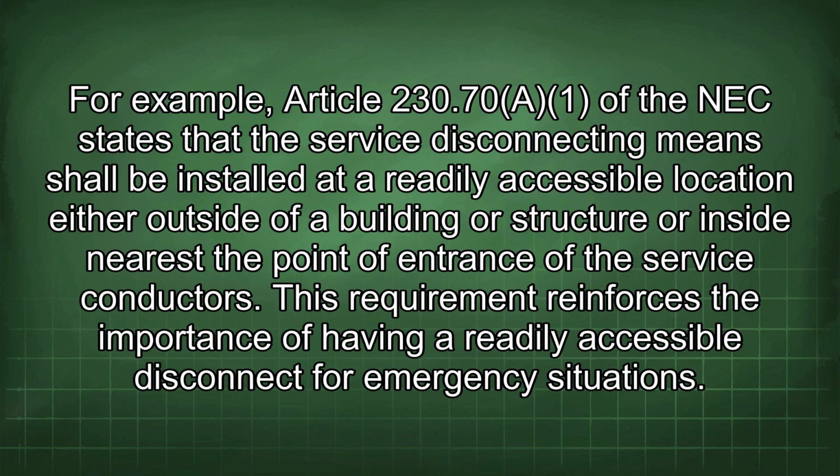For example, Article 230.70(A) of the NEC states that the service disconnecting means shall be installed at a readily accessible location either outside of a building or structure or inside nearest the point of entrance of the service conductors. This requirement reinforces the importance of having a readily accessible disconnect for emergency situations.